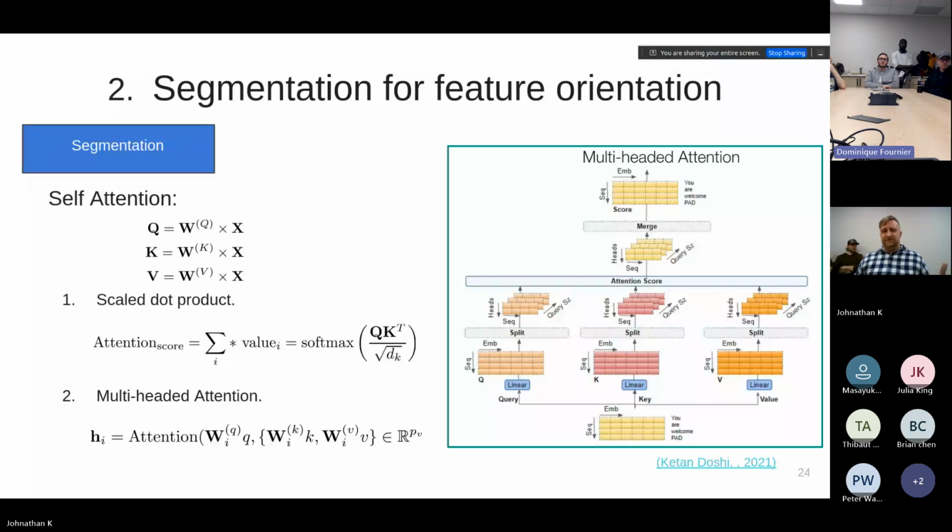And then to improve that performance, we want to do that lots of times. So we do multi-headed attention. And that allows the attention mechanism to attend to certain areas all at once. Each head can attend to certain areas.